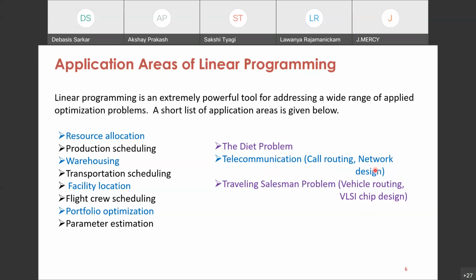Telecommunication, call routing, network design, and the traveling salesman problem, where a particular salesman has to visit, say, n number of cities. But he has to plan in such a way that he doesn't visit any city twice, and he does it in minimum time or with minimum cost. So these are all important linear programming problems from various domains.